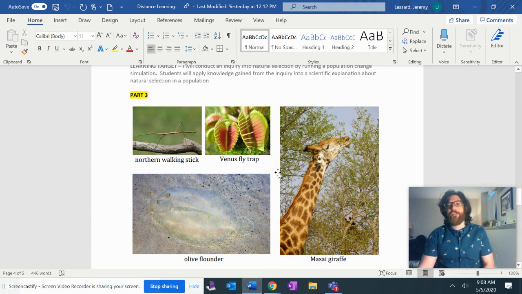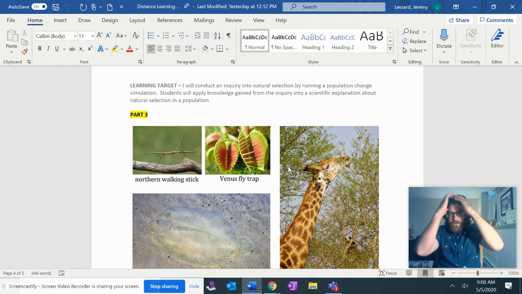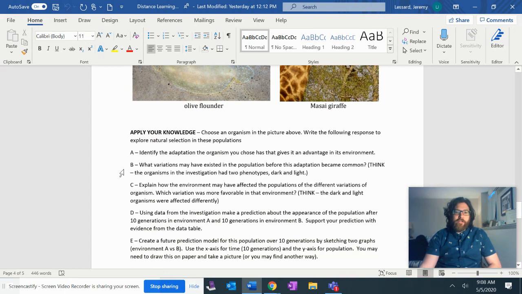Mr. Lassard coming at you with part 3 of your distance learning assignment for this week, with the learning target that you're going to conduct that inquiry that you did in part 2, and then you're going to apply knowledge gained from that inquiry into a scientific explanation that we're going to find here. So I've broken it up into parts A, B, C, D, and E.